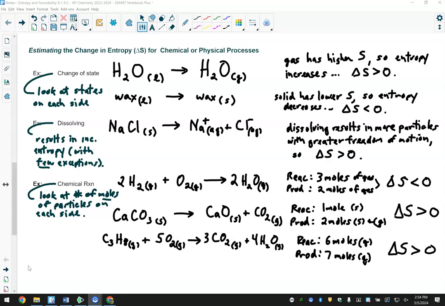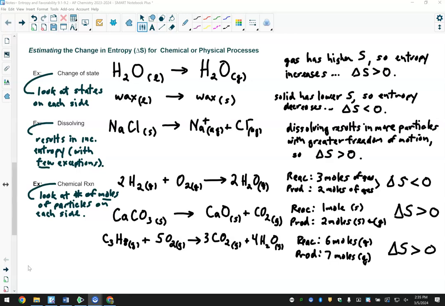let's look at changes in entropy for different processes, either chemical or physical processes. So let's think about this. There's going to be 3 main things you could be asked to estimate, whether or not you thought entropy would increase for this reaction. So how about water liquid becoming a gas? Well, you already know. Or wax liquid becoming wax solid.